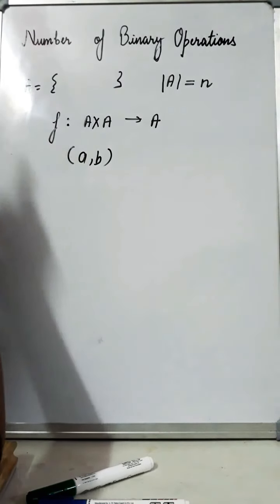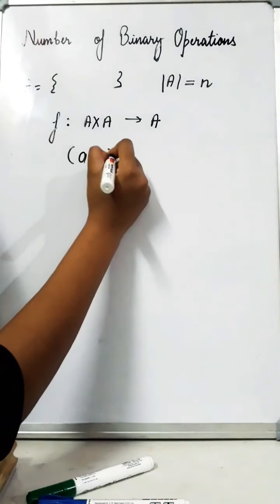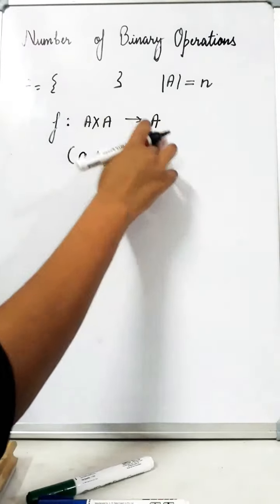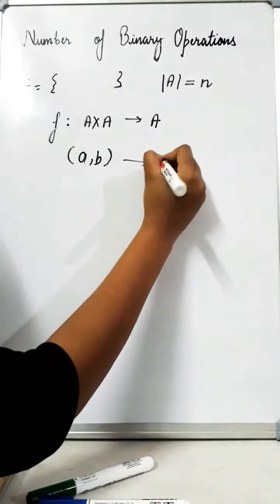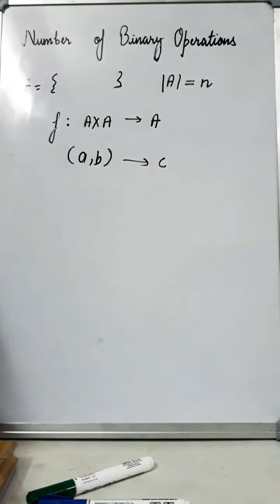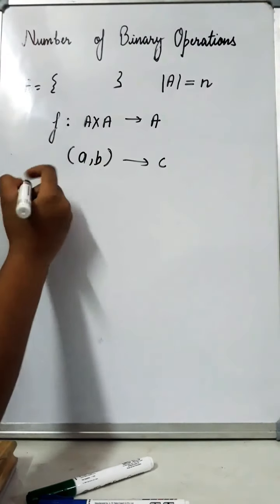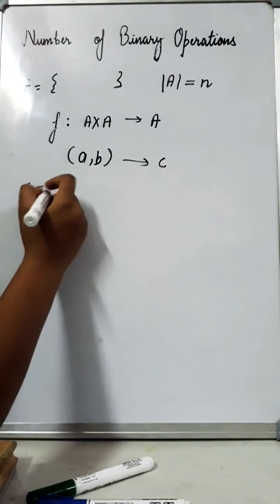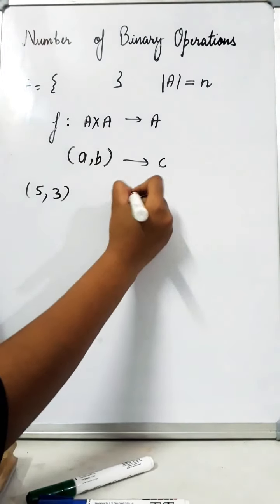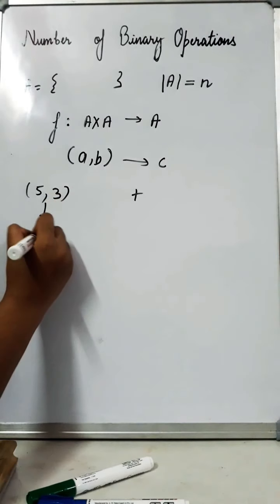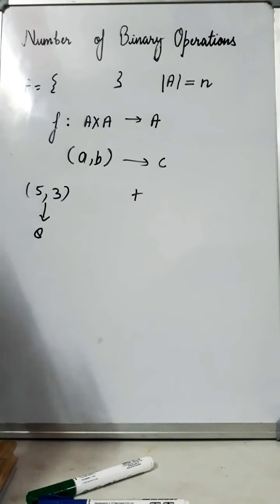And now what is your binary operation doing? It's simply a function that maps A cross A to A, meaning (a, b) kinds of ordered pairs are converted into some element c belonging to A. So this is your binary operation. Suppose there is an ordered pair (5, 3) belonging to A cross A, and suppose your binary operation is plus. It's going to give you 8, and 8 also belongs to A.